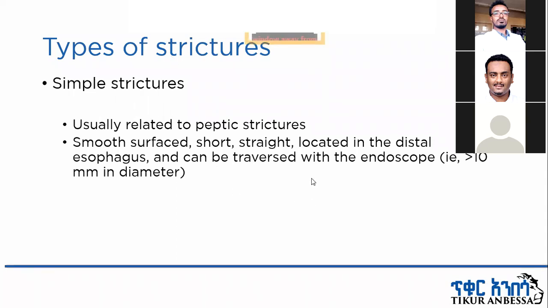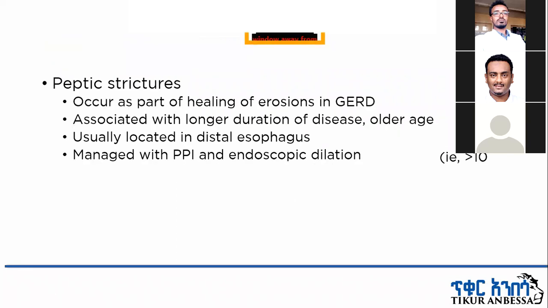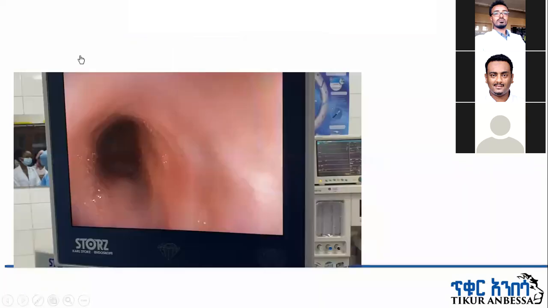And then with a couple of sessions, you could break it and go into the stomach quite easily. It's not resistant. And these peptic strictures actually occur as part of healing of erosions which were caused by GERD, gastroesophageal reflux disease. It's associated with longer duration of disease and older age. The way you manage these peptic strictures is by giving patients PPI and endoscopic dilation.